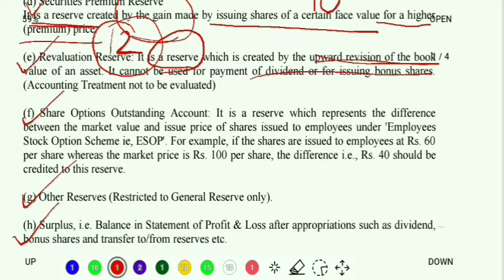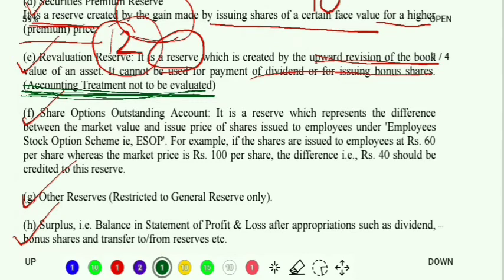Now there comes an important line. That important line says accounting treatment not to be evaluated. Now this is given by CBSE. It tells that you just need to understand where the revaluation reserve item is present in the balance sheet. More accounting treatment is not to be evaluated. Okay, so you just have to understand this item and that's it. Accounting treatment will not be asked upon. More details will not be asked upon here. So let's move to the next part.